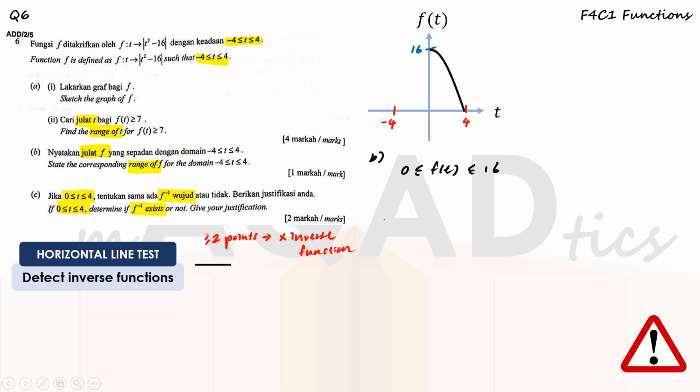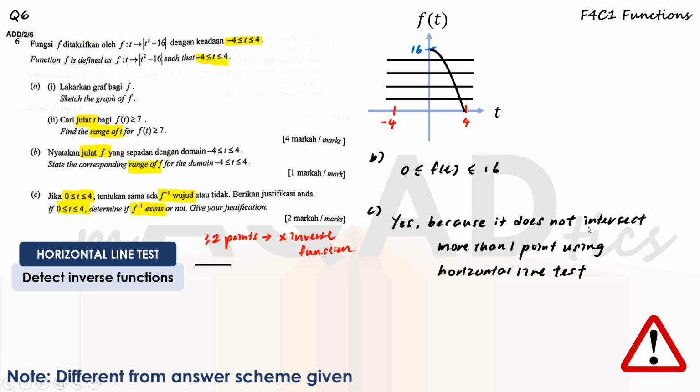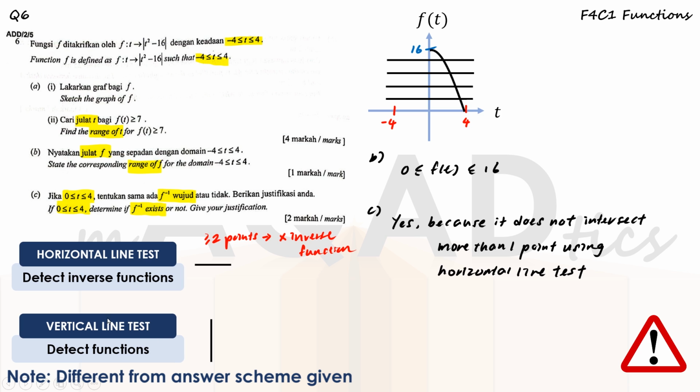Alright, so let's apply this test onto here. So you can see that if I draw this horizontal line, no matter where, it will only intersect 1 point. So is this an inverse function? Yes, because it does not intersect more than 1 point using the horizontal line test. Okay, so don't be confused with another line test, which is the vertical line test. This one only detects whether that relation is a function or not. Right? So it's the same thing as well. If it intersects two or more points, it is not a function.